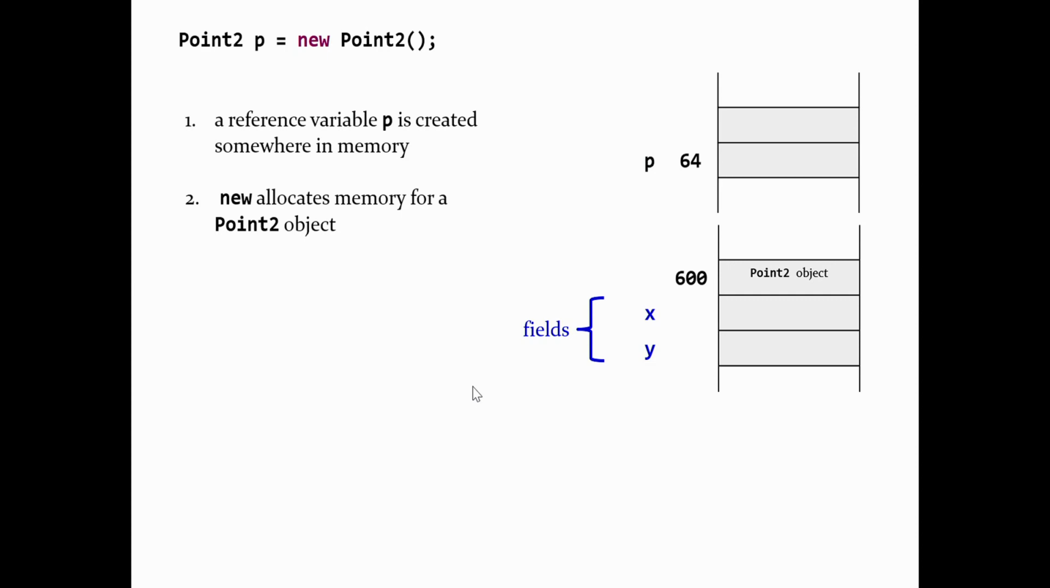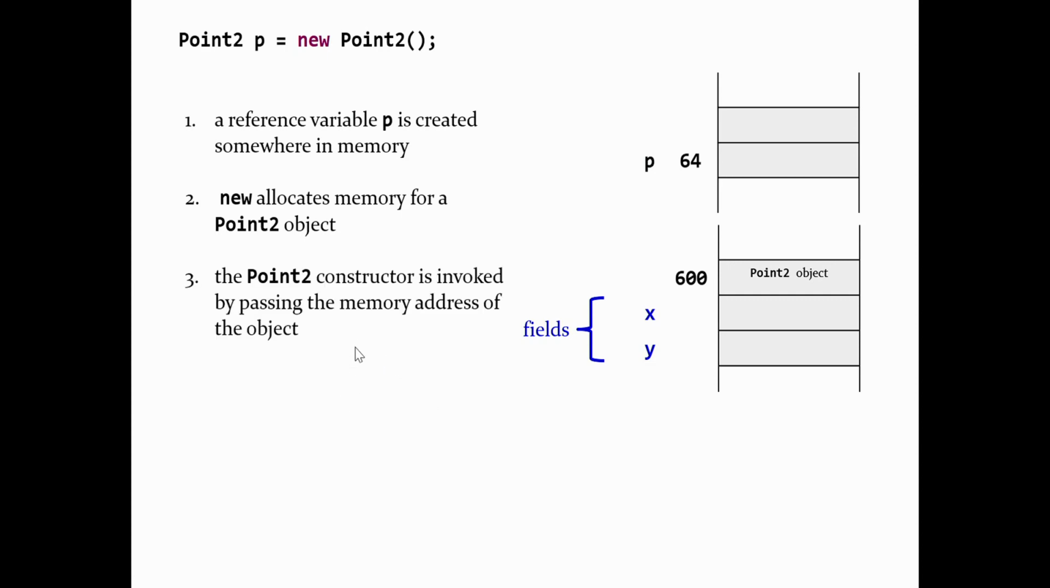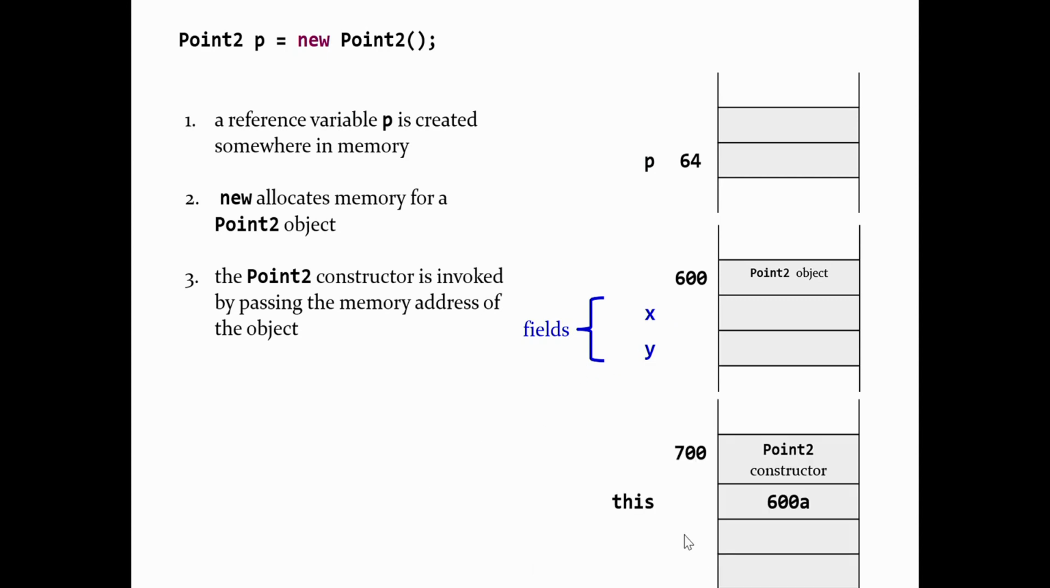Every Point2 object is just a copy of the class. So what does the class have? It's got a field called x and a field called y, and those fields automatically appear in memory as well. Now the Point2 constructor runs. New makes the object, and the Point2 constructor fills in the fields of the object. The constructor gets the address of the object that's being created, so it gets the address 600, and that address is stored in the parameter called this. So here's the Point2 constructor running in memory.